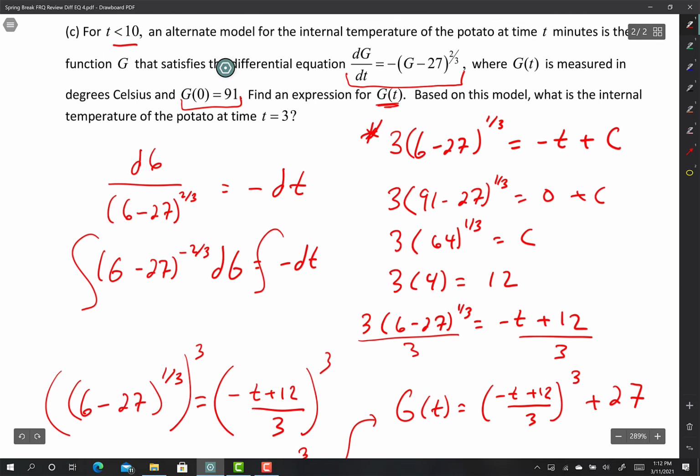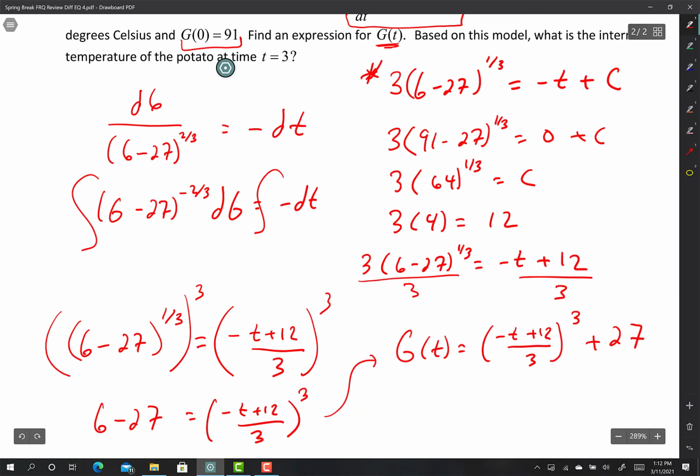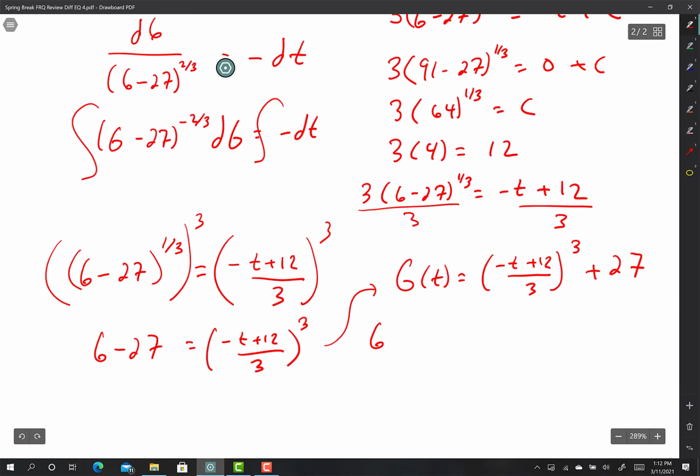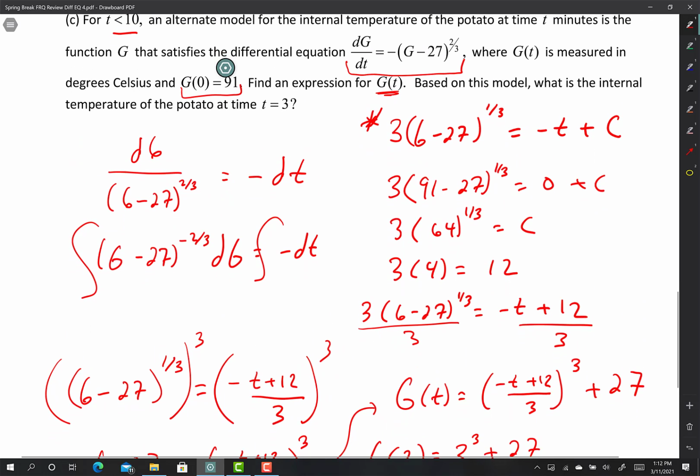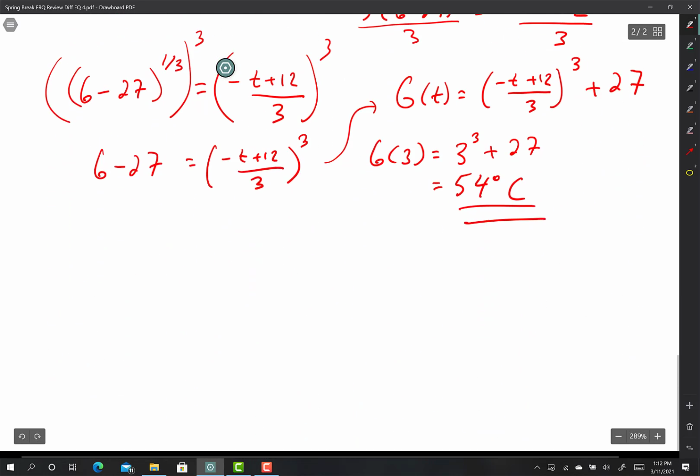Based on this model, what is the internal temperature of the potato at t equals 3? Okay, let's see. G of 3 is equal to negative 3 plus 12. That's going to be 9. 9 divided by 3 is going to be 3. So 3 cubed is 27. And 27 plus 27 is 54. 54 degrees Celsius. All right, and then I would write a very quick statement. I would say the temperature at t equals 3 is 54 degrees Celsius.